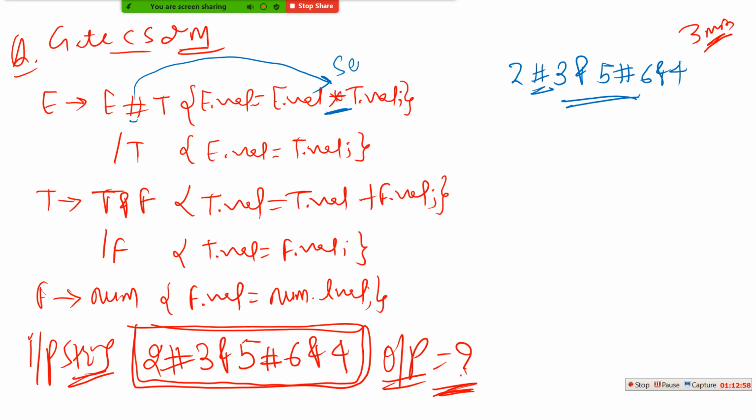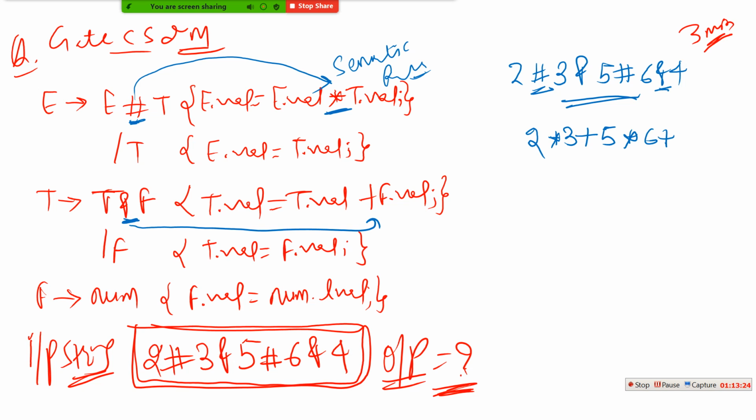Using semantic rules, you can simply say that this hash can be replaced with multiplication. So 2 multiply 3, and this ampersand can be replaced with the addition symbol. So you can directly write 3 plus 5. Again hash means multiplication, and ampersand means plus, so 6 plus 4. So ultimately this hash symbol represents multiplication, and this ampersand symbol represents the addition operation.